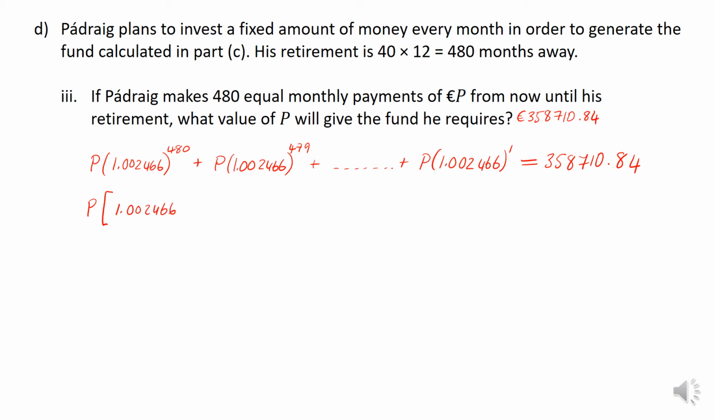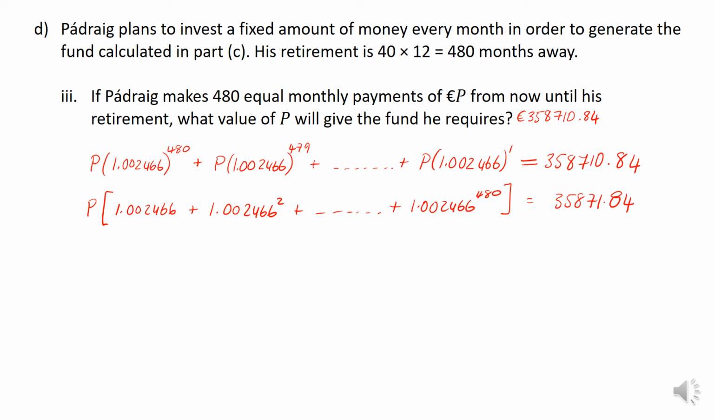Okay, plus the second to last payment would spend 2 months in the bank earning interest, and so on till the very first payment would spend 480 months in the bank earning interest. Whoops, 84. All right, we're good to go.